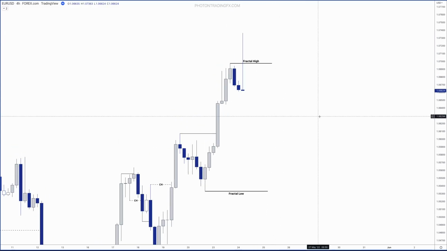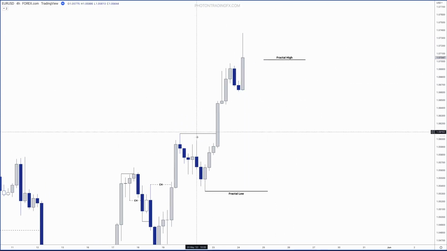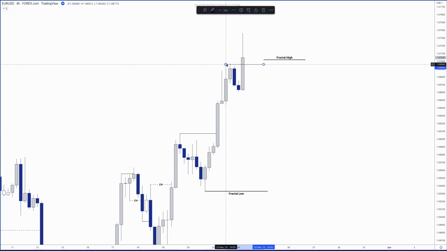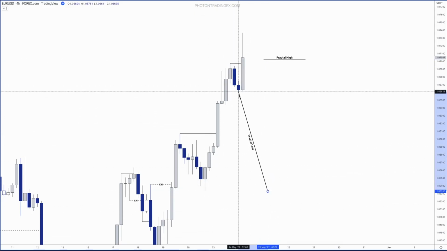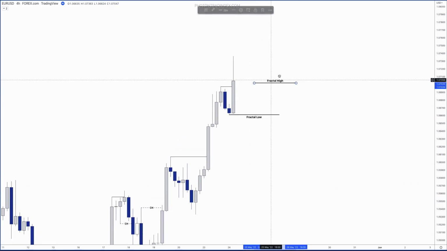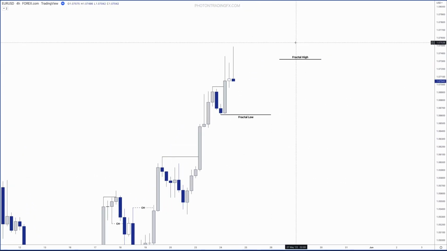Now we pull back and then we break the structure to the upside. So then we have a continuation. All right. And then this becomes our fractal low, as this was the last candle to fail to break the previous candle's high. Cool. So we pull back.